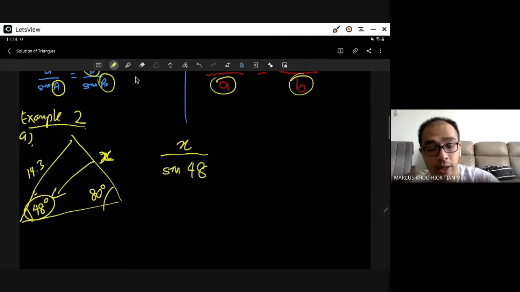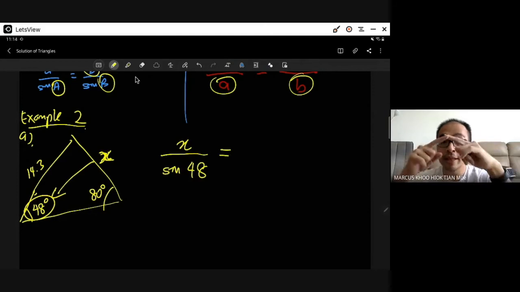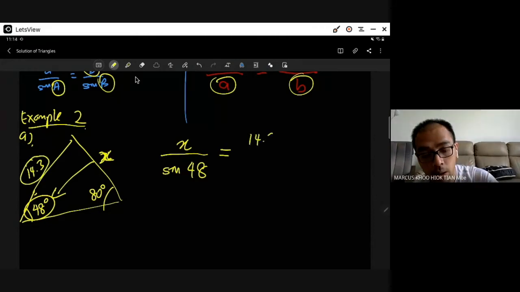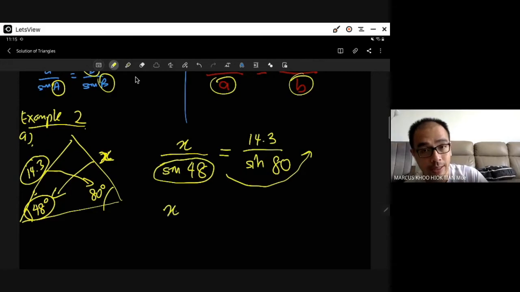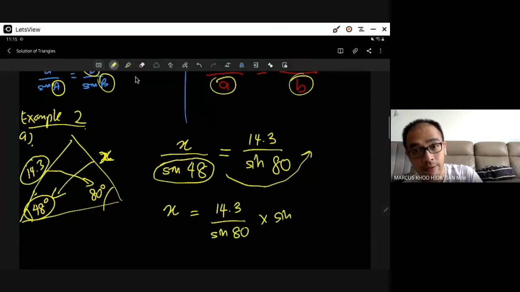Very easy, right? Then they must equal, now we must find another pair that is opposite to one another. So the side is 14.3 over sine, what is the angle opposite to 14.3? It's 80. So sine 80. And so what happens here is I can move this sine 48, I bring the whole thing across. So I'll get x equals 14.3 over sine 80 times sine 48.